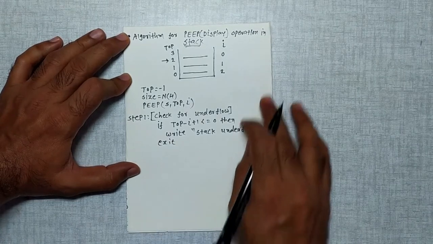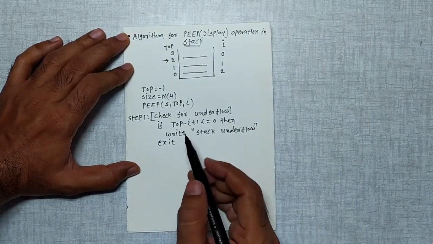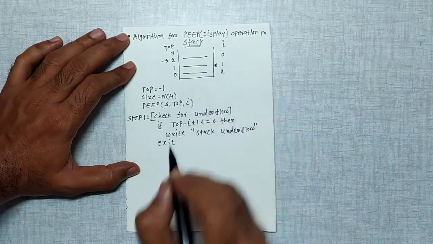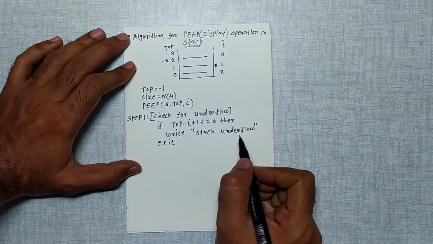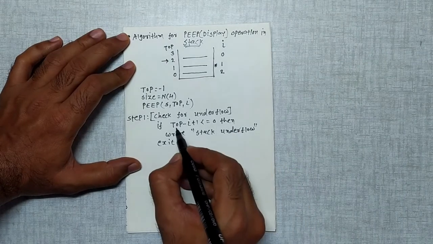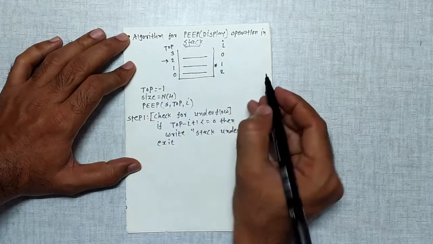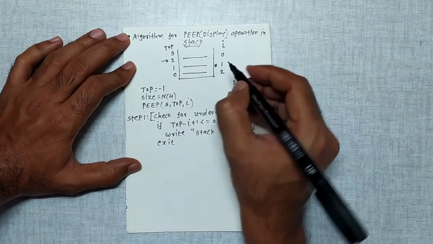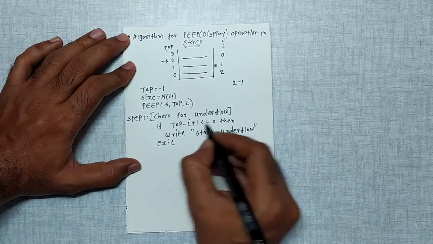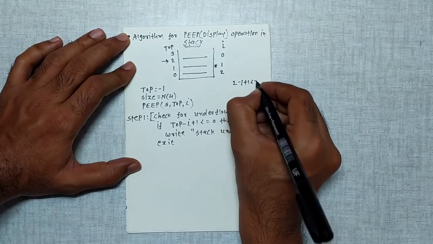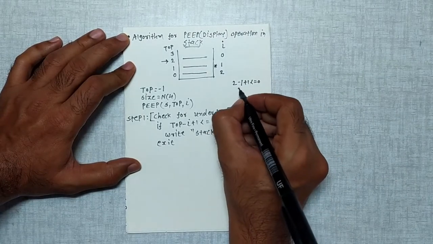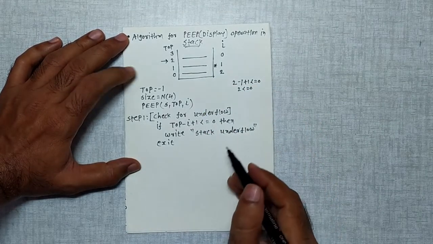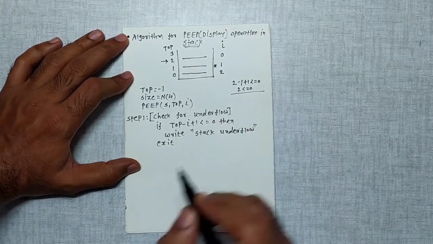So why will this work? Let me check the condition. Consider I want to fetch this element. Will it give underflow or not? Top is pointing to value 2, and I want to fetch the ith element, that is 1. So 2 minus 1 plus 1 is 2, which is not less than or equal to 0, so this is not underflow and the condition is false.